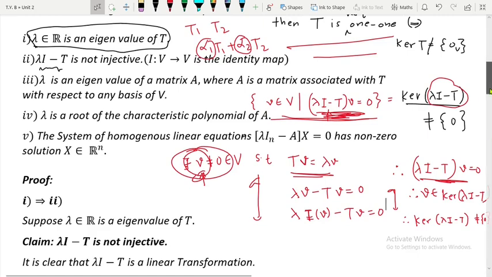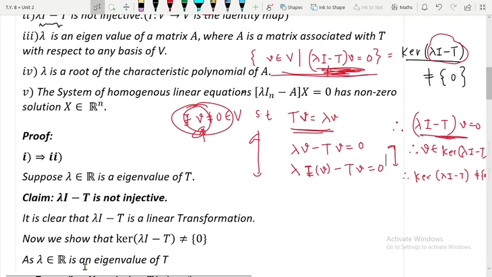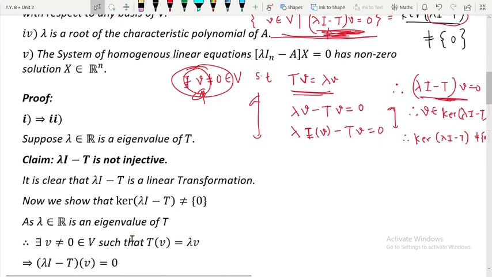So directly I will say, as this lambda is an eigenvalue of T, note that we have to show this. So as lambda is an eigenvalue of T, there will exist v not equal to 0 belonging to V satisfying this property: T of v is equal to lambda v, as I told you, and by doing some algebraic calculations we will get this. Yes, some steps are skipped over here, but that is understood.